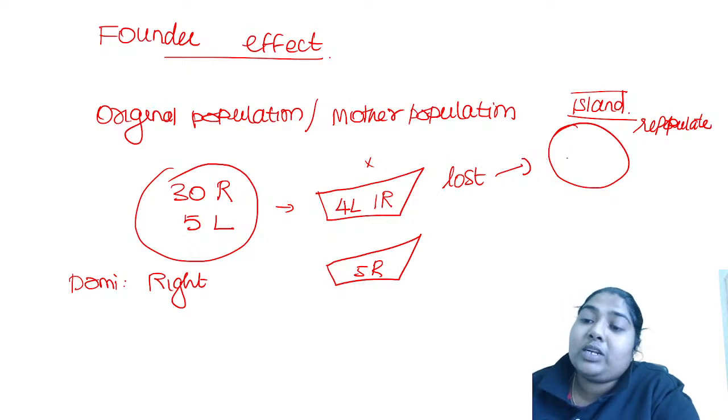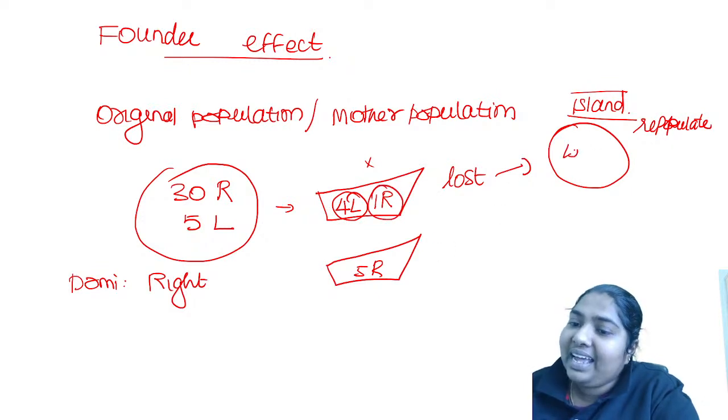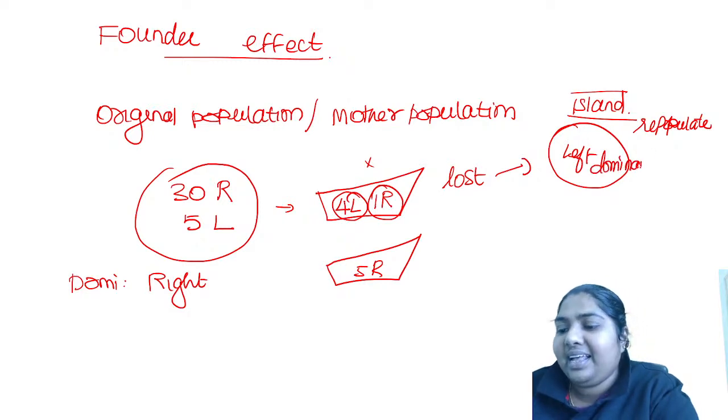If they repopulate, I am assuming that they reach this density again, 35. Now what happens? This becomes 4 left and 1 right. So which will be more now? Left is going to become dominant. Why did this happen? Why did the left become dominant? Left became 30 and the right became just 5. Why is it opposite to that of the original?